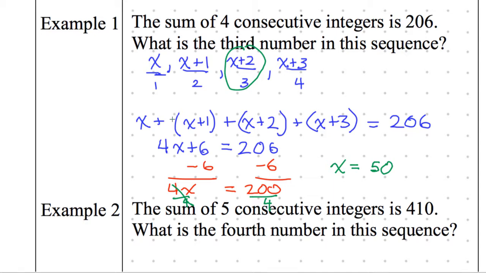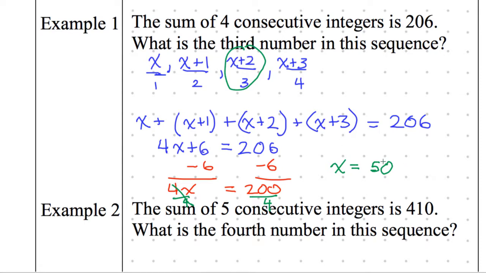I know x is 50. That third number is x plus 2. So what's that third number? You want to choose someone else? Yeah. Okay, you get to choose someone else. 52. How'd you get 52? Because x equals 50, so 50 plus 2.